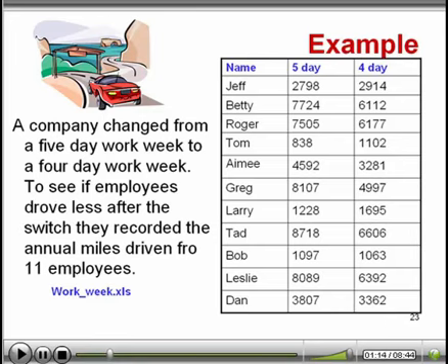Here, the natural pairing between the two data sets is that the numbers in the 5-day column correspond to the numbers in the 4-day column because they were taken on the same employee. There is a reason to match 2,798 with 2,914 because both observations belong to Jeff.